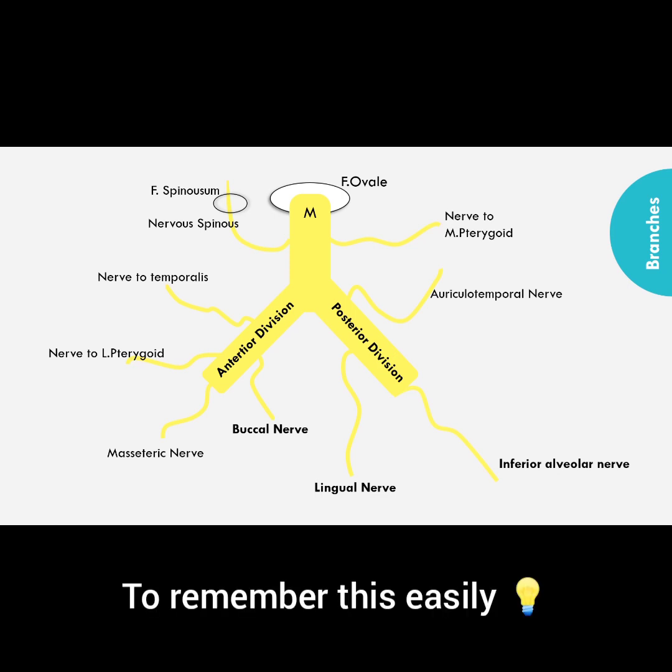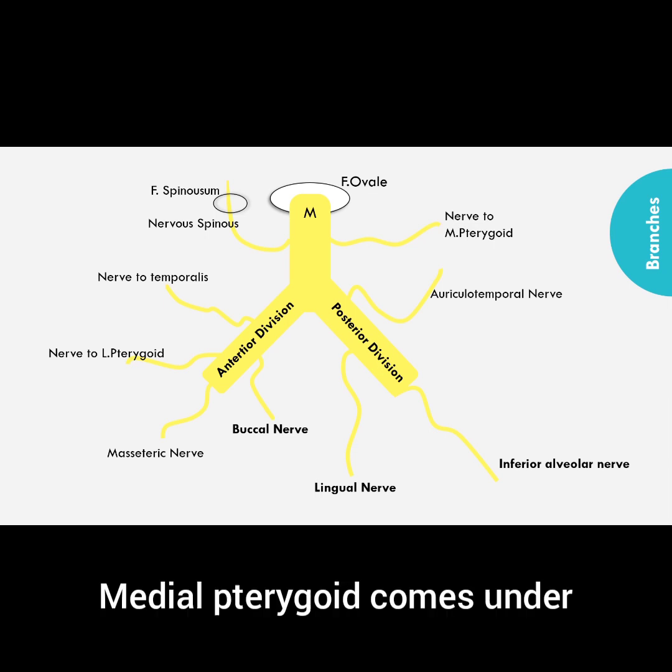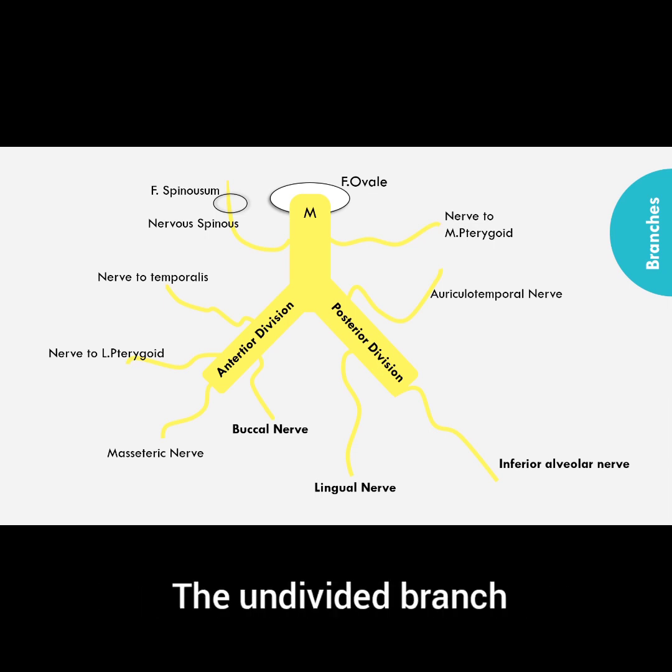To remember this easily, you should know the four muscles of mastication, which are masseter, temporalis, lateral pterygoid and medial pterygoid. Here, the medial pterygoid comes under the undivided branch and the nerve supply of the remaining three muscles comes under the anterior division. So this is how you should remember these branches of the mandibular nerve.